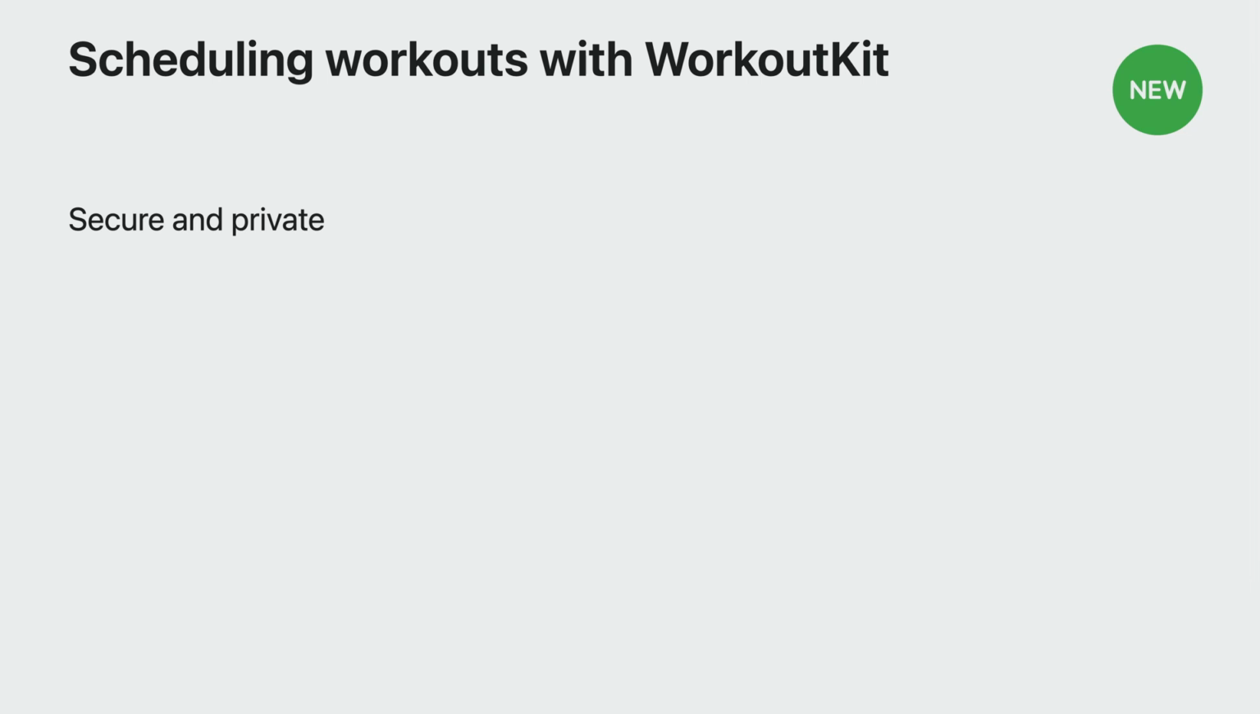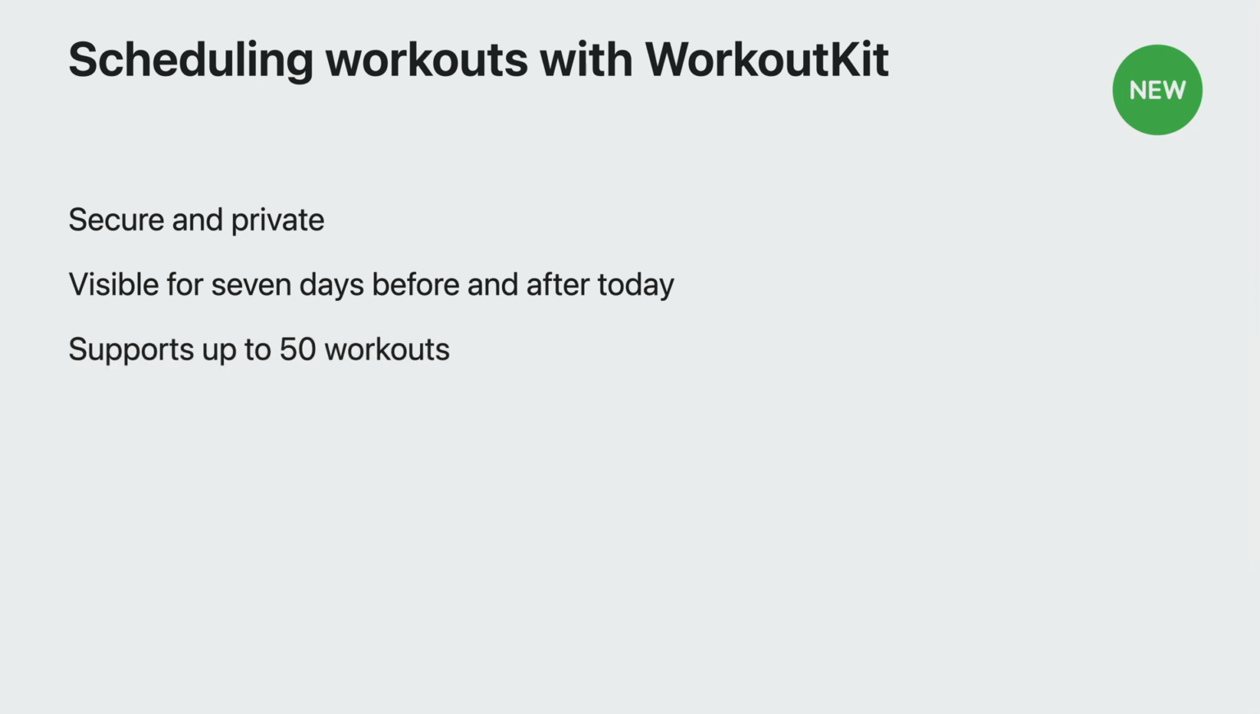Scheduling workouts requires the user's permission, and syncing is handled locally. The user is able to see workouts scheduled in the next 7 days and the previous 7 days. You can sync up to 50 workouts at a time, and you can query for scheduled workouts that the user has completed from your app.